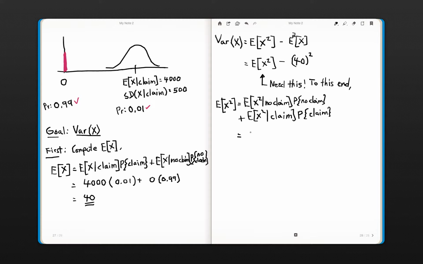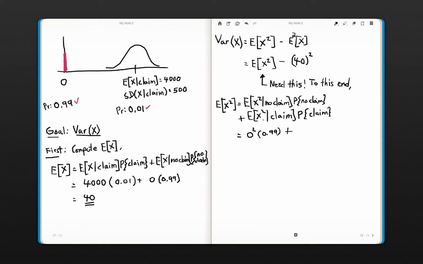So we do know that this is actually equal to 0. Okay, that's deterministic if there's no claim. So we can literally compute 0 squared if we want to and plug that in just like that. And then times the probability of no claim.